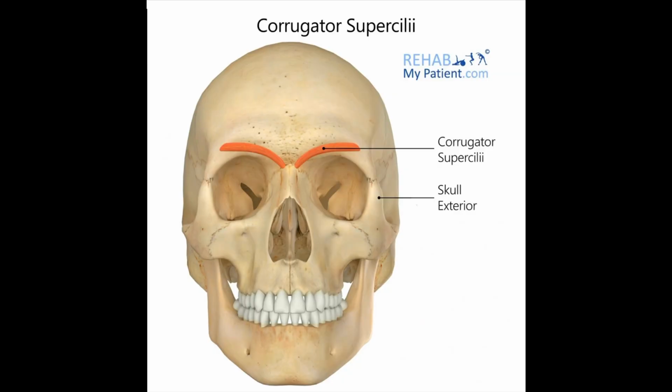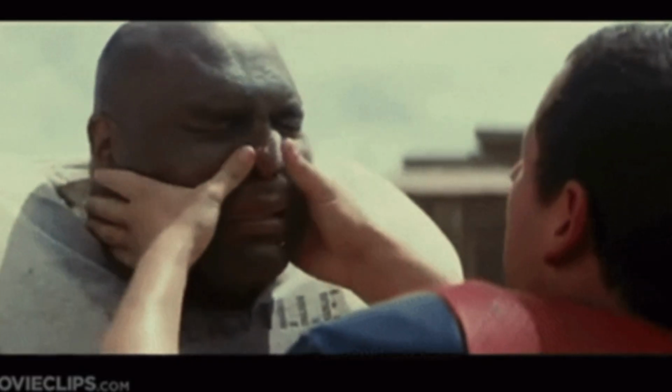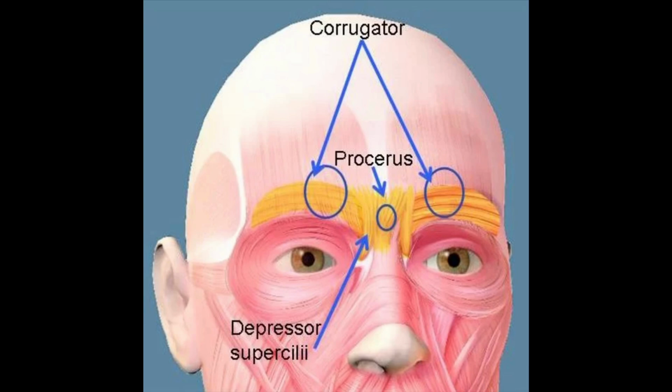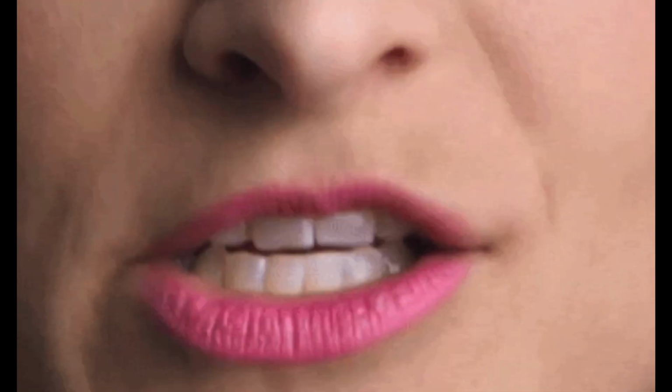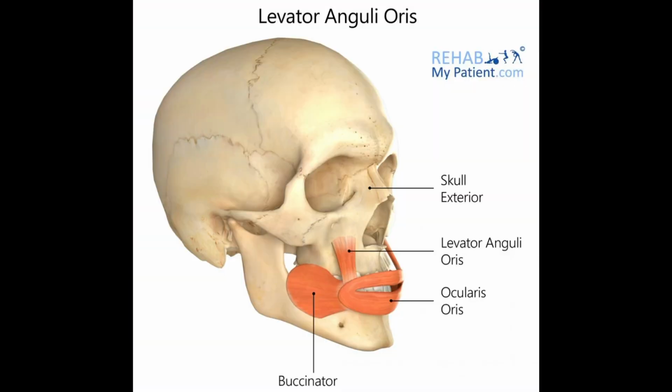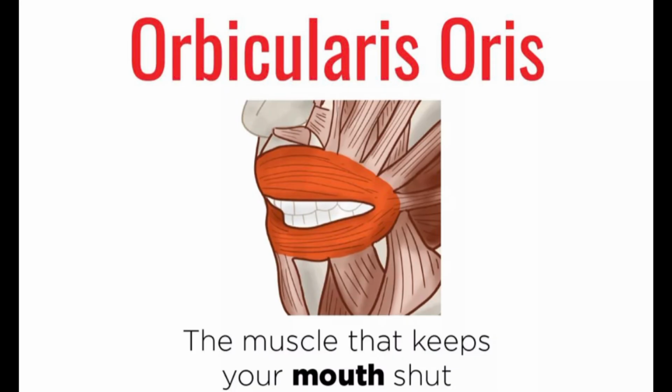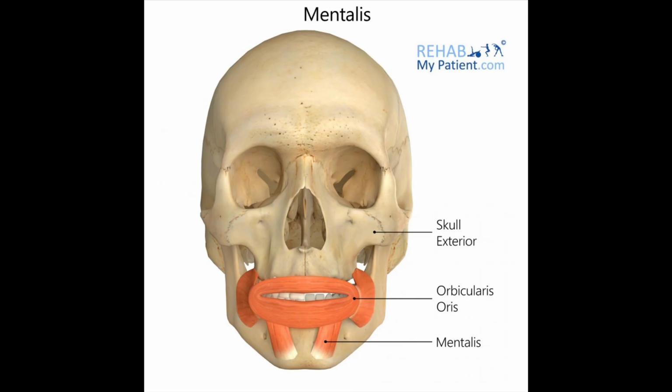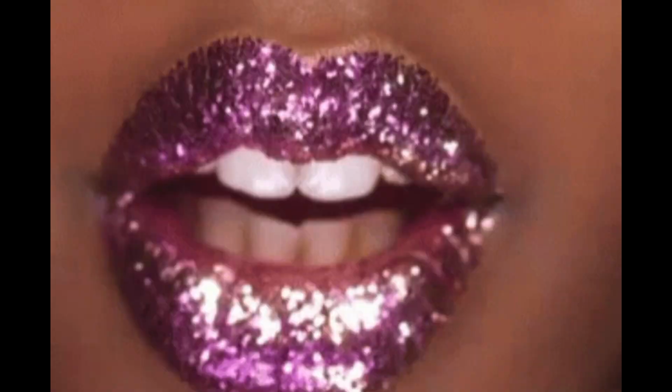The muscle that produces vertical lines and causes frowning is the corrugator. The procerus is associated with the nose. The levator labii superioris, depressor labii inferioris, levator anguli oris, and the buccinator are associated with the mouth. The orbicularis oris, mentalis, and the zygomaticus relate to the eye.